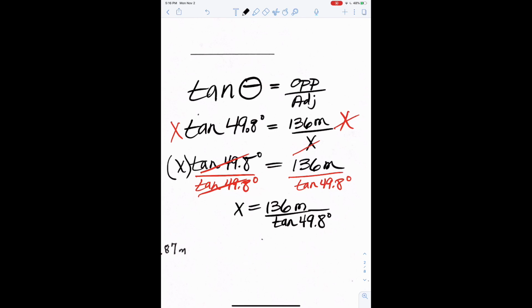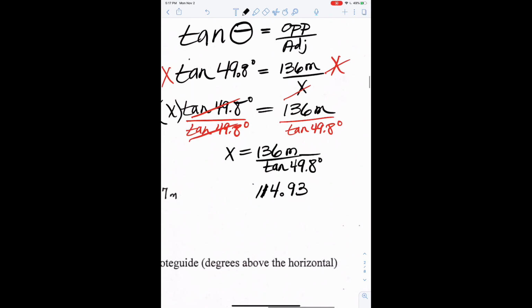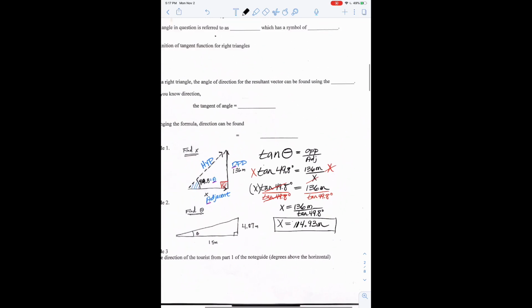I'm getting 114.93. And that's going to be units of meters. So this is going to be our value for our adjacent.